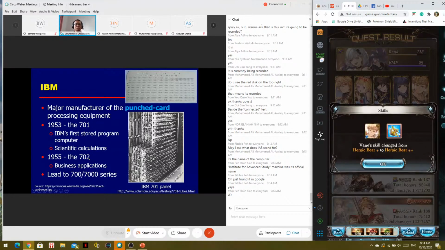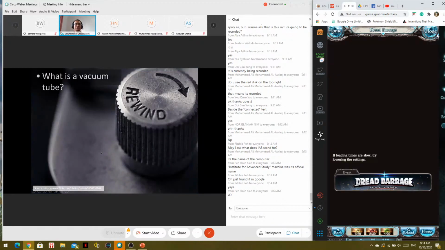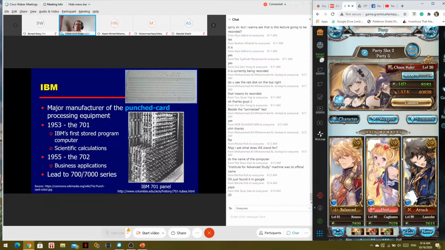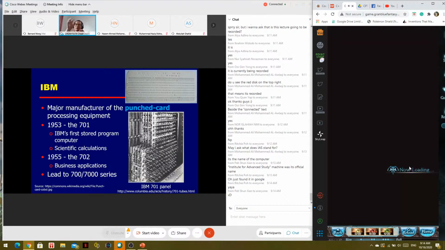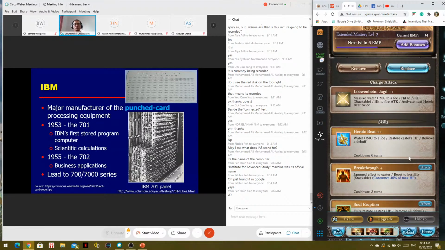So IBM produced those punch card machines, and it's much faster. The punch card reader will just collect all this data, read every card, and then produce the outputs.